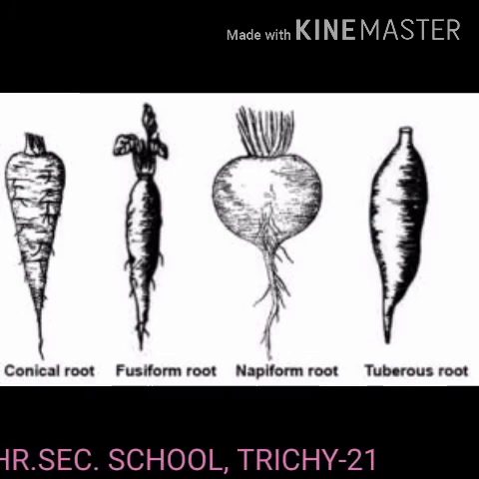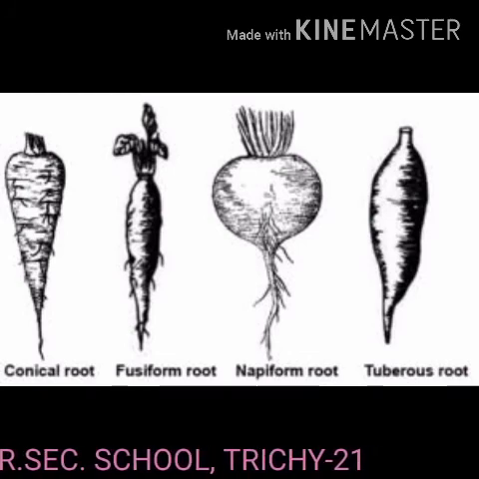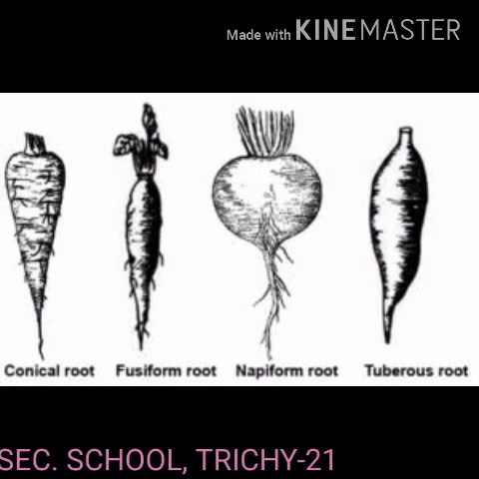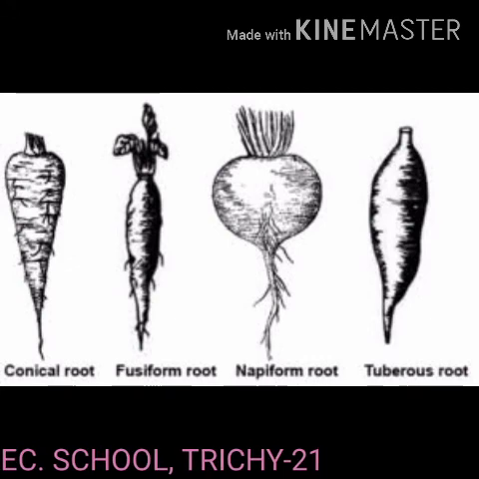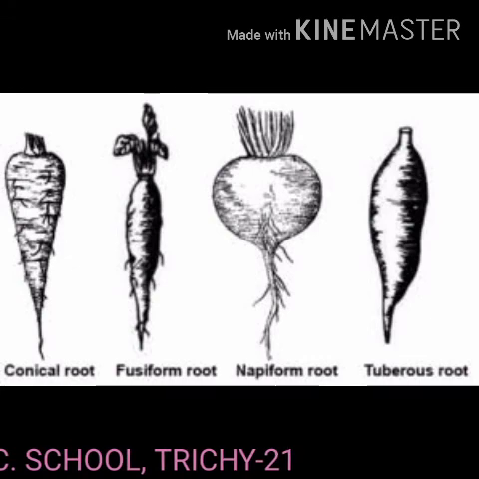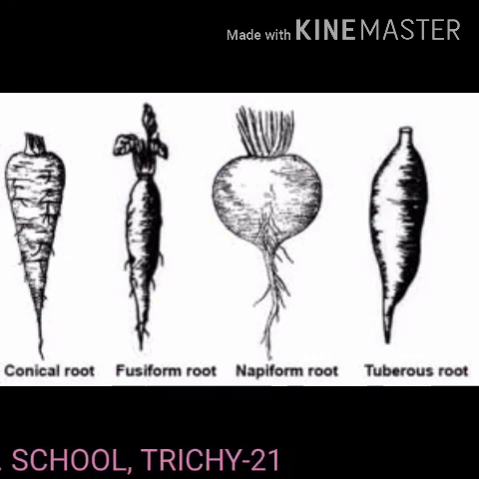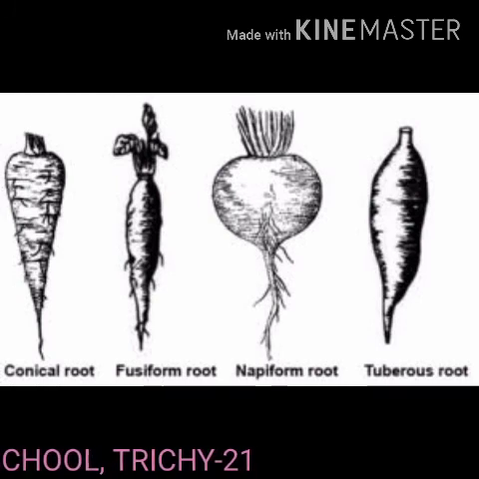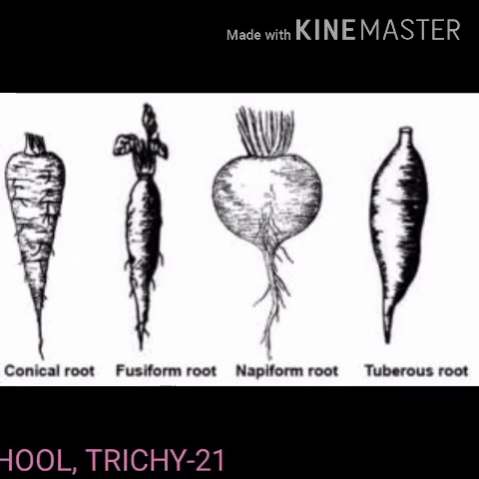Taproot modification. Storage roots. First one is conical roots. These are cone-like, broad at the base and gradually tapering towards the apex. Example, carrot. Fusiform roots. These roots are swollen in the middle and tapering towards both ends. Example, radish. Napiform roots. It is very broad at the apex and suddenly tapers like a tail at the base.